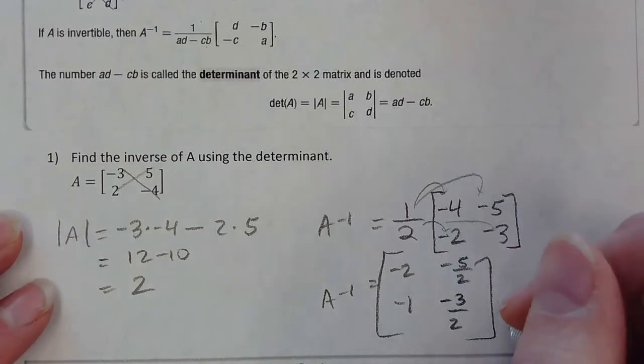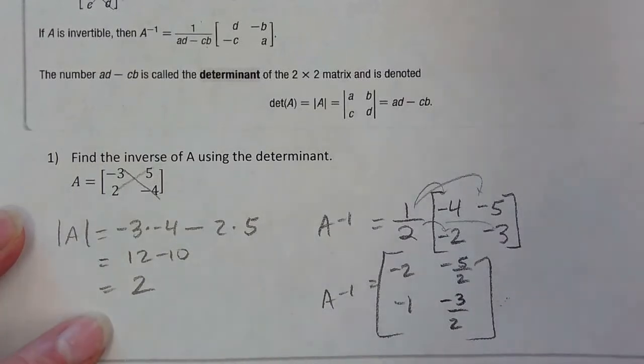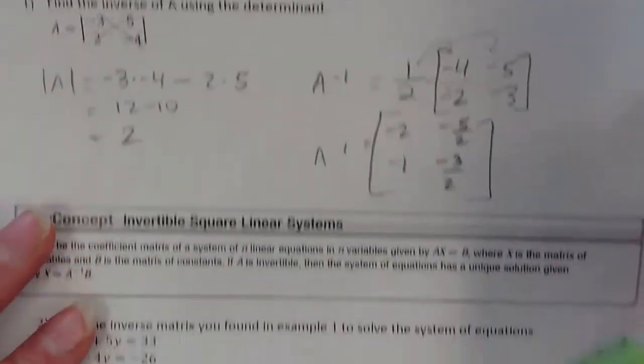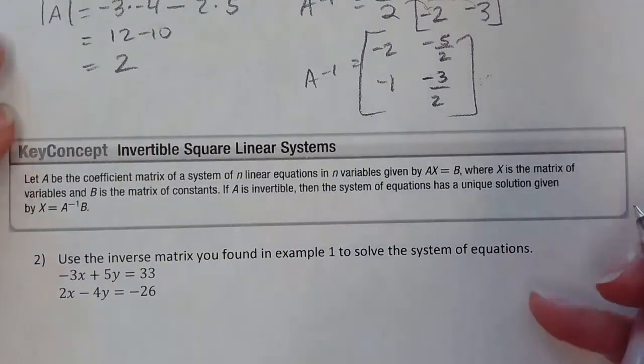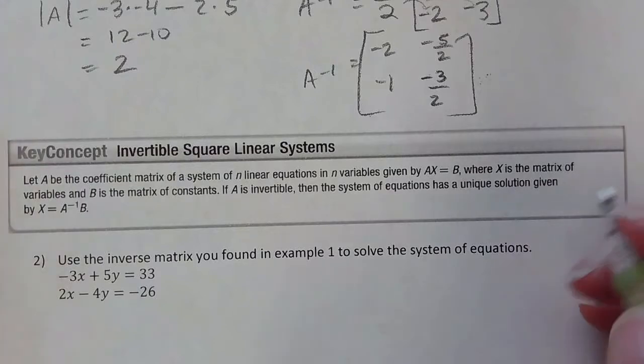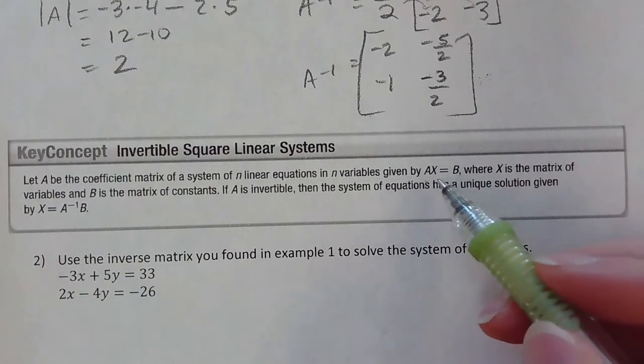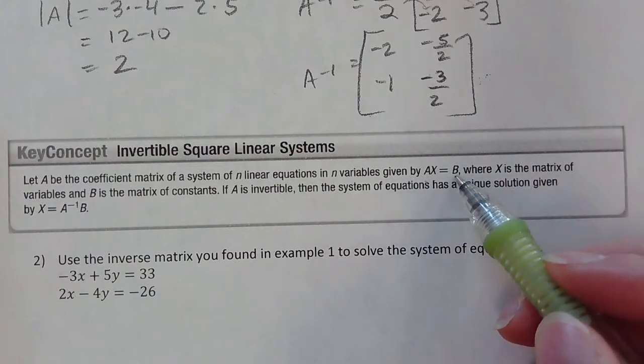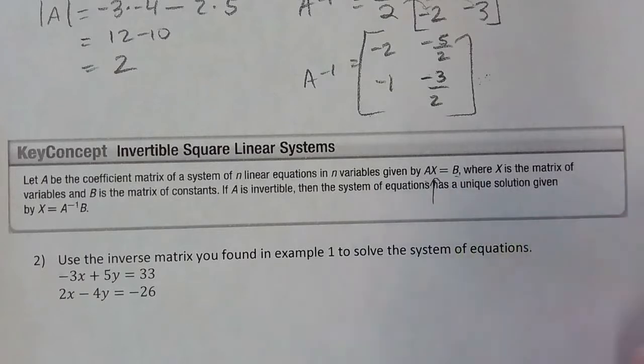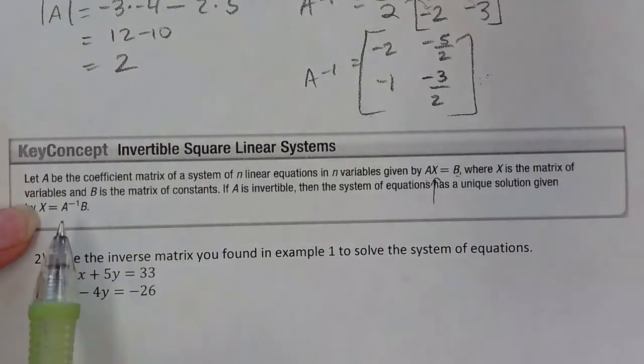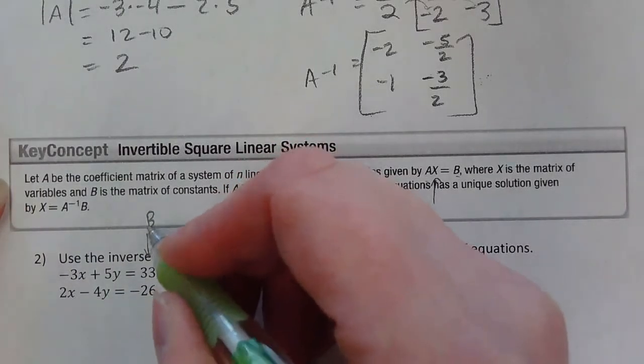So the reason we might want our inverse then is to be able to solve. So if we look at what we have here from your textbook about invertible square matrices, what they're showing you is if I have A times X and it equals whatever my answers are, if I want to find that X, I could just go ahead and multiply my inverse by those answers. And by answers, I mean like this column right here.